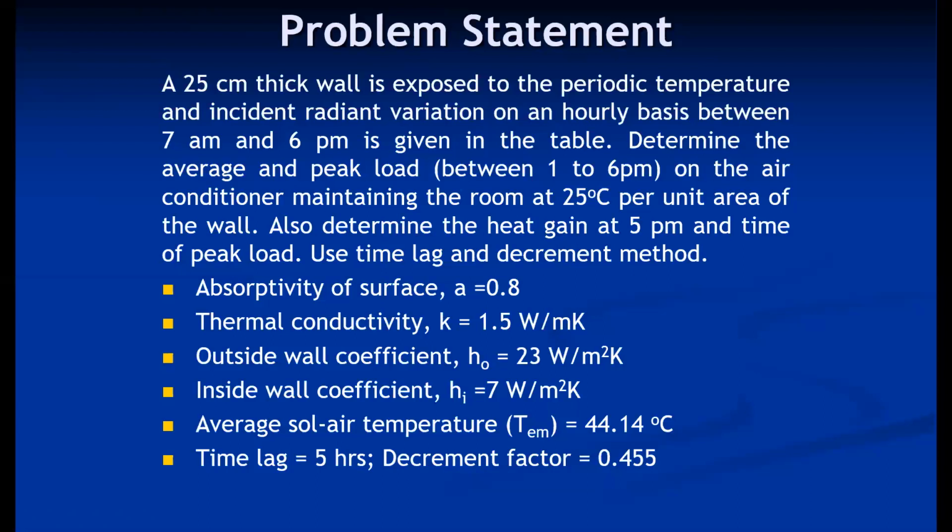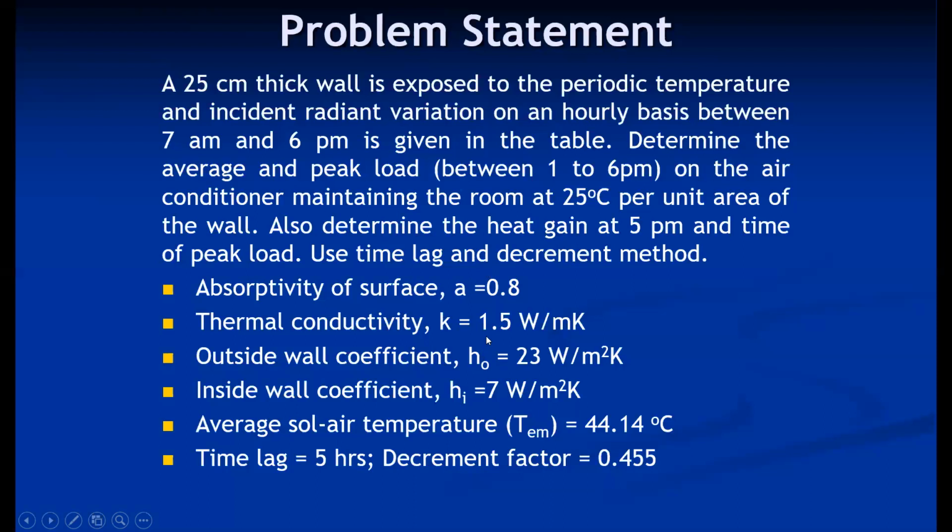Some of the terms are given. The absorptivity of the surface is given, which is generally required to calculate the solar air temperature. The thermal conductivity of the brick material is given. The outside heat transfer coefficient: here we are using the HO and HI terms, but you can use FO or FI as well. This is as per the convention.